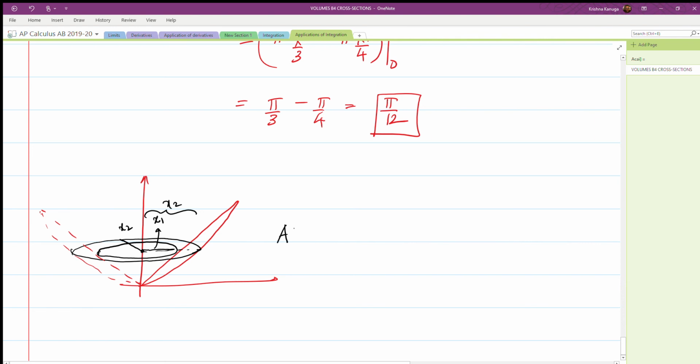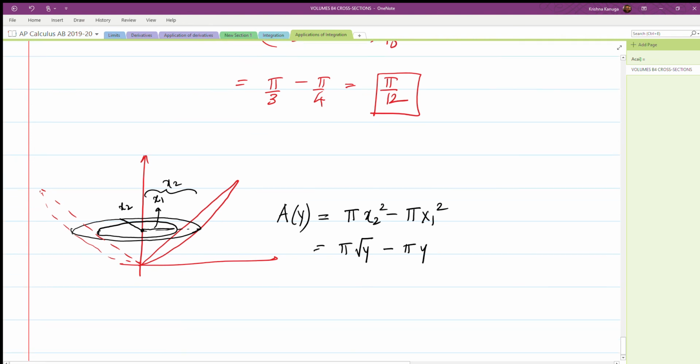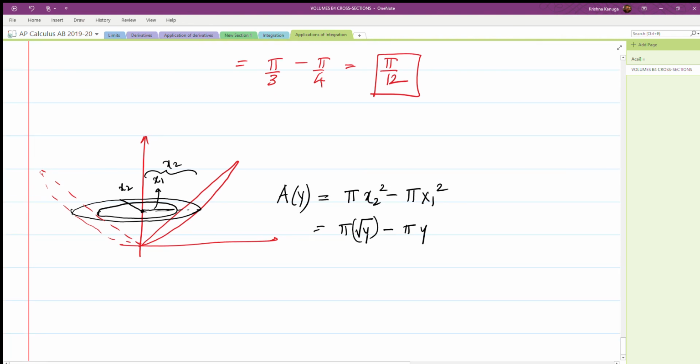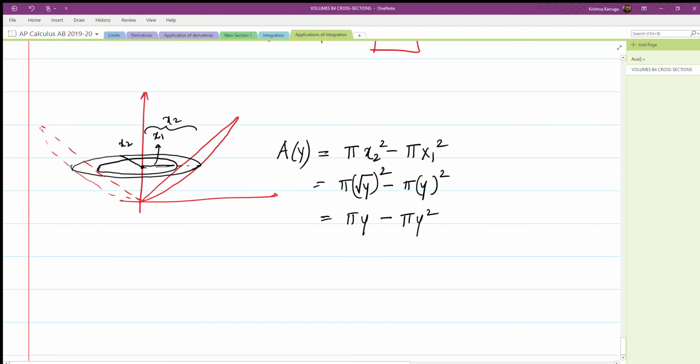So our cross-sectional area this time is going to be a function of y. It is going to be equal to pi times x2 squared minus pi times x1 squared. Now what is x2? x2 is the outer function, which is square root of y, and the inner function is simply y. So we can just leave it like that, and we're going to square both of these, and we end up with pi times y minus pi times y squared. Alright, we have the area of cross section.